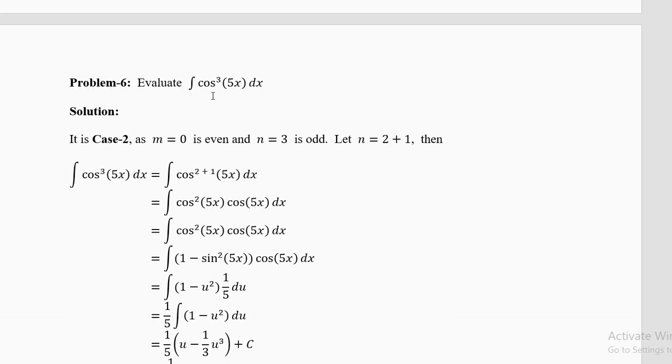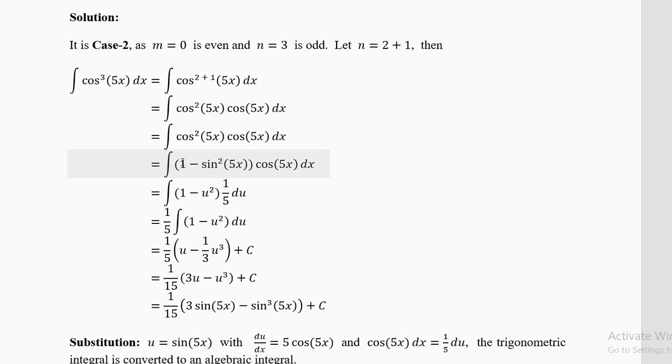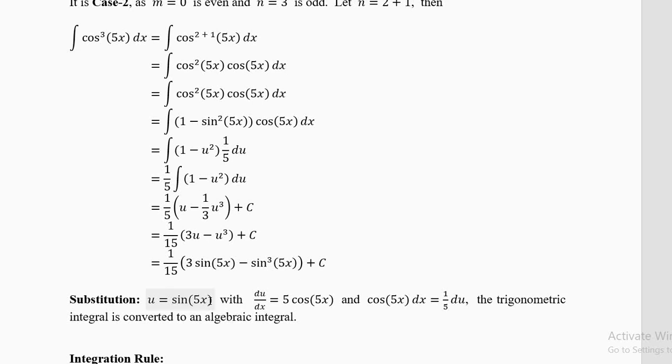Now evaluate cosine cube 5x. Now cosine cube is cos power 2 plus 1, which is cos square separated from cosine x. Now this cosine square has to be converted into sine. You'll get 1 minus sine square bracket into cosine. Now you have to make a substitution because the derivative of sine is cosine with the number. So you put u equal to sine 5x and cosine 5x dx is 1 over 5 du. Now when you substitute, you'll get 1 minus u square into 1 over 5 du. 1 over 5 will come out.